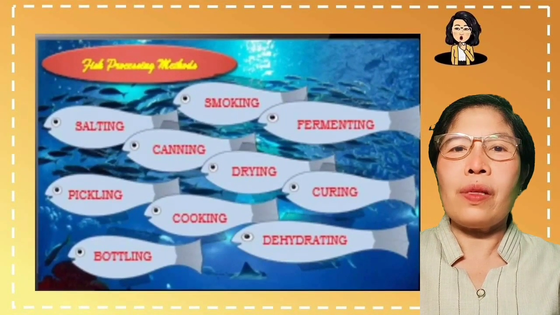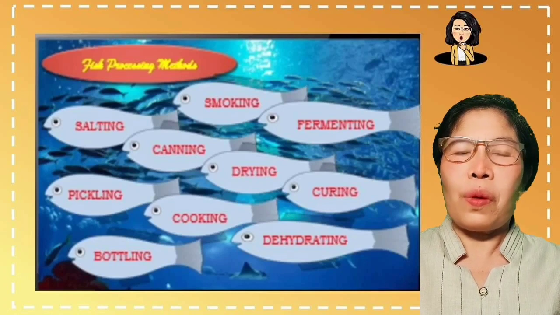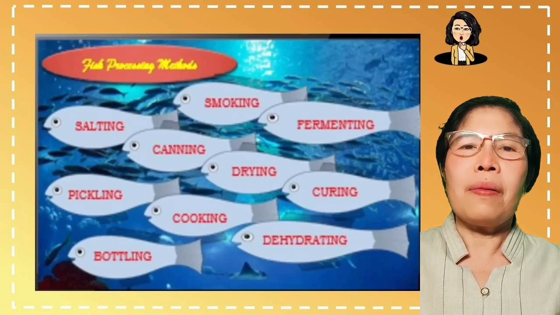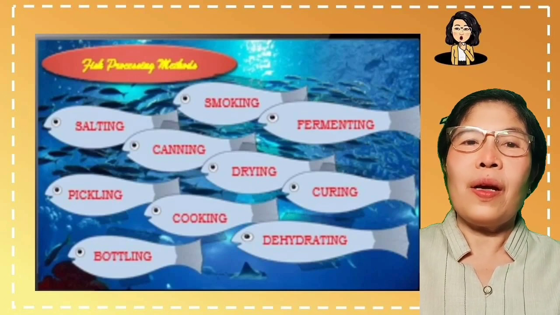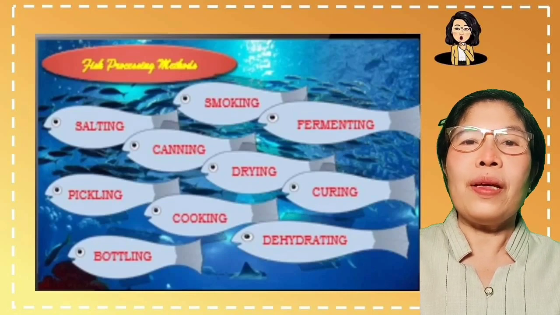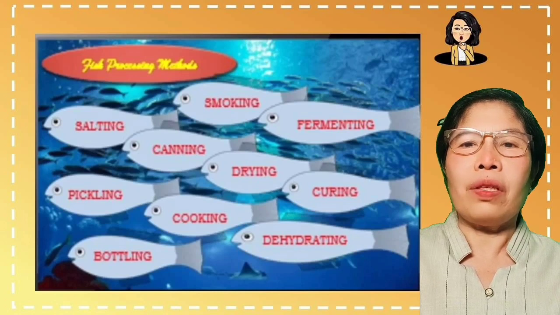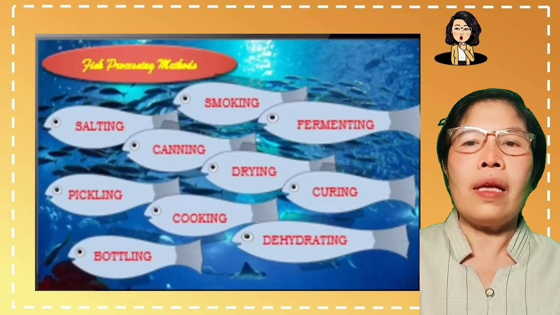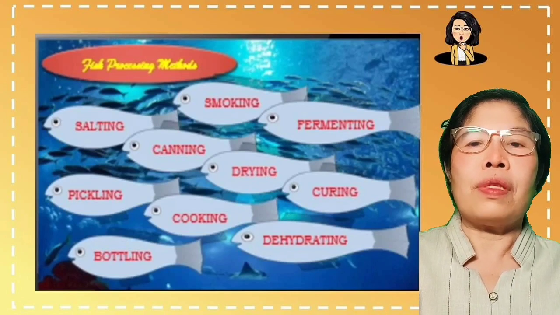In our previous lesson, we discussed the different methods in preserving food. These are salting, pickling, bottling, smoking, canning, cooking, fermenting, drying, curing, and dehydrating. Drying is the oldest method in fish processing. In ancient times, the sun and the wind would have naturally dried foods.